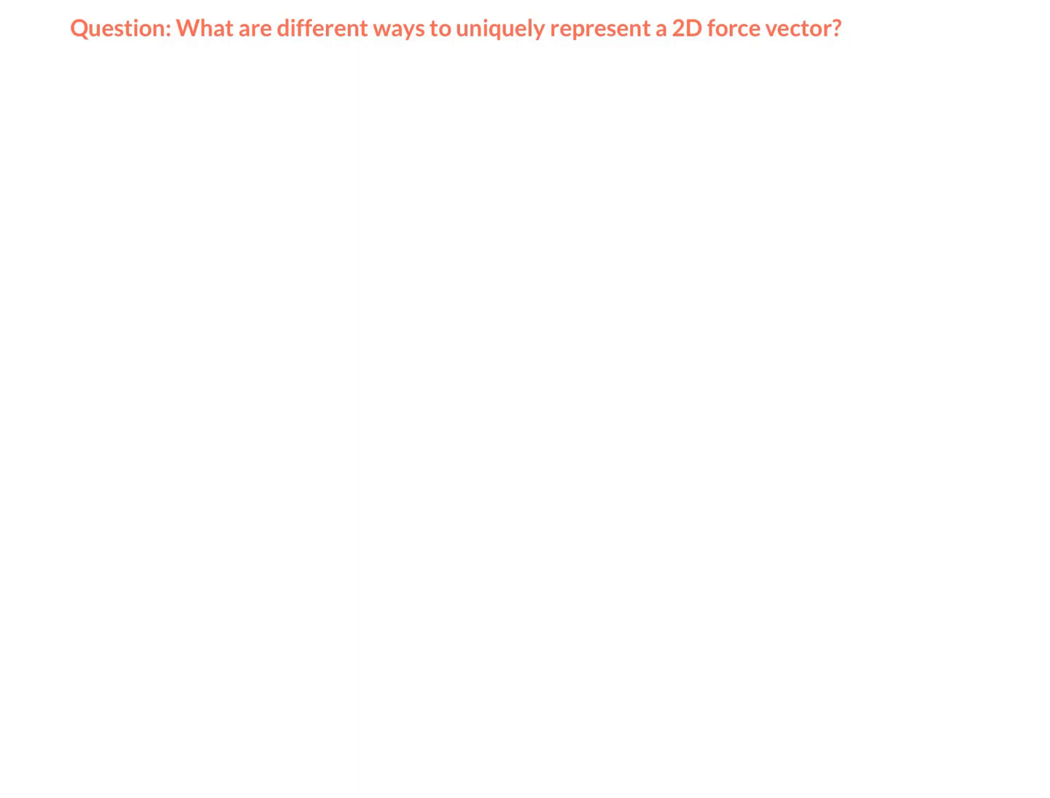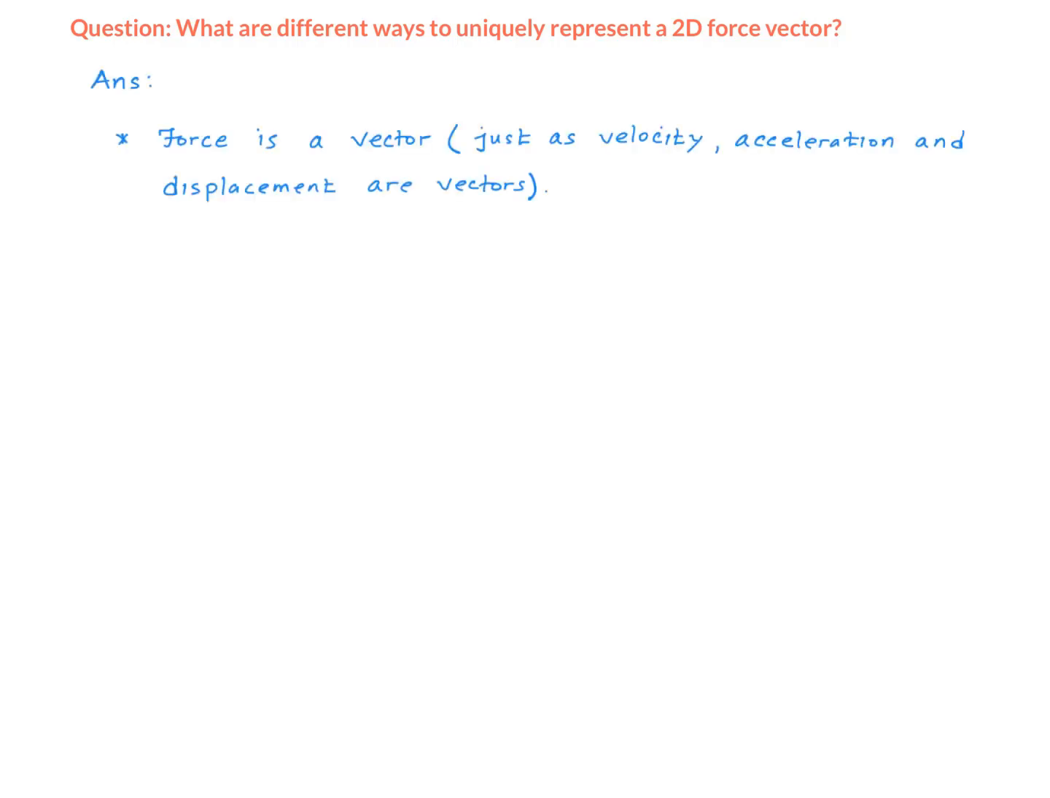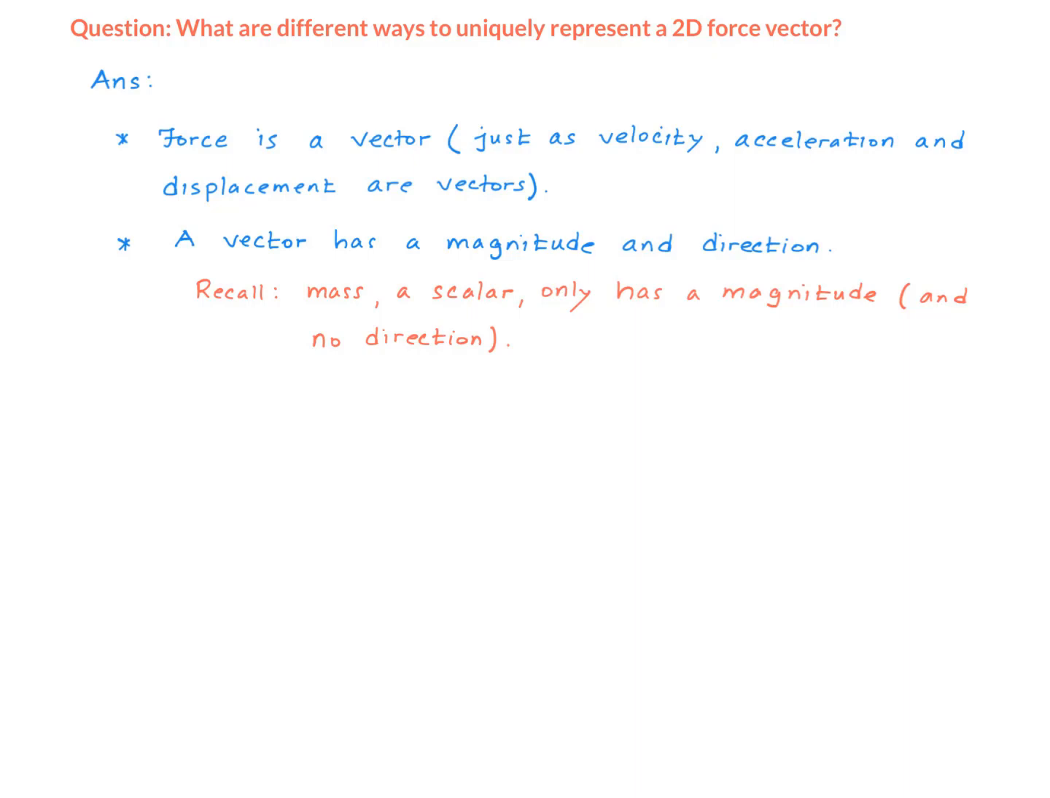The question is, what are different ways to uniquely represent a two-dimensional force vector? Firstly, even though it's implied in the question, let us remind ourselves that force is a vector, just as velocity, acceleration, and displacement are vectors. You might recall from your physics that mass is a scalar, right? But force is a vector. So a vector has a magnitude and direction.